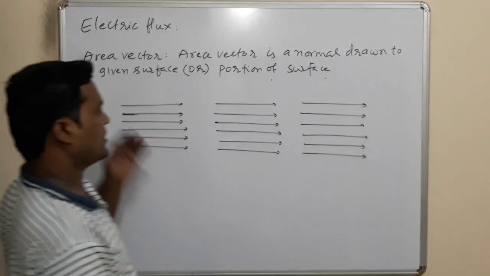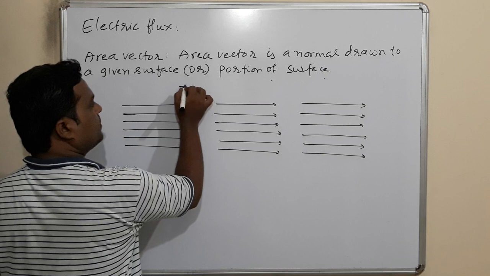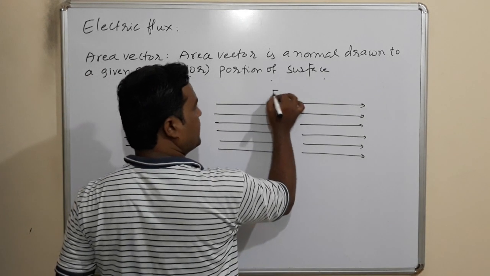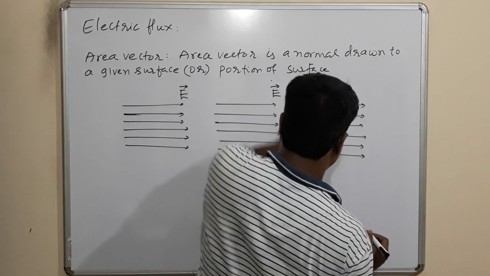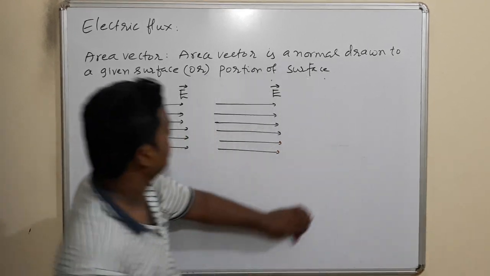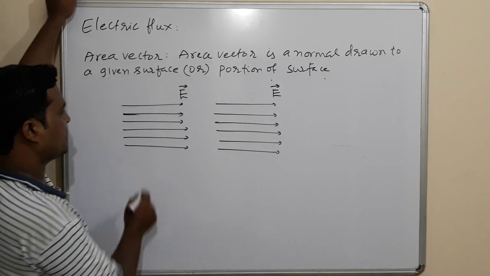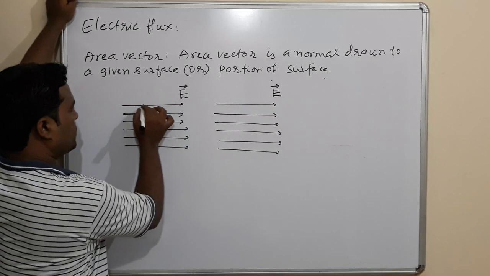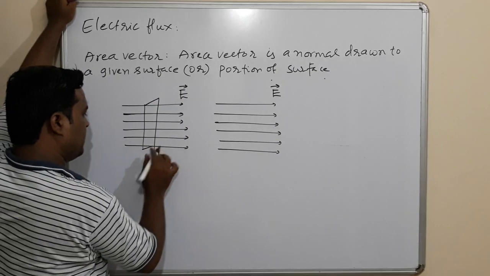This is a uniform electric field. In three cases I am taking this uniform electric field, E. This is also the same field, E. This is the uniform electric field. Let us change its direction and see. In these two uniform electric fields, let us suppose I am holding a small portion or small area.